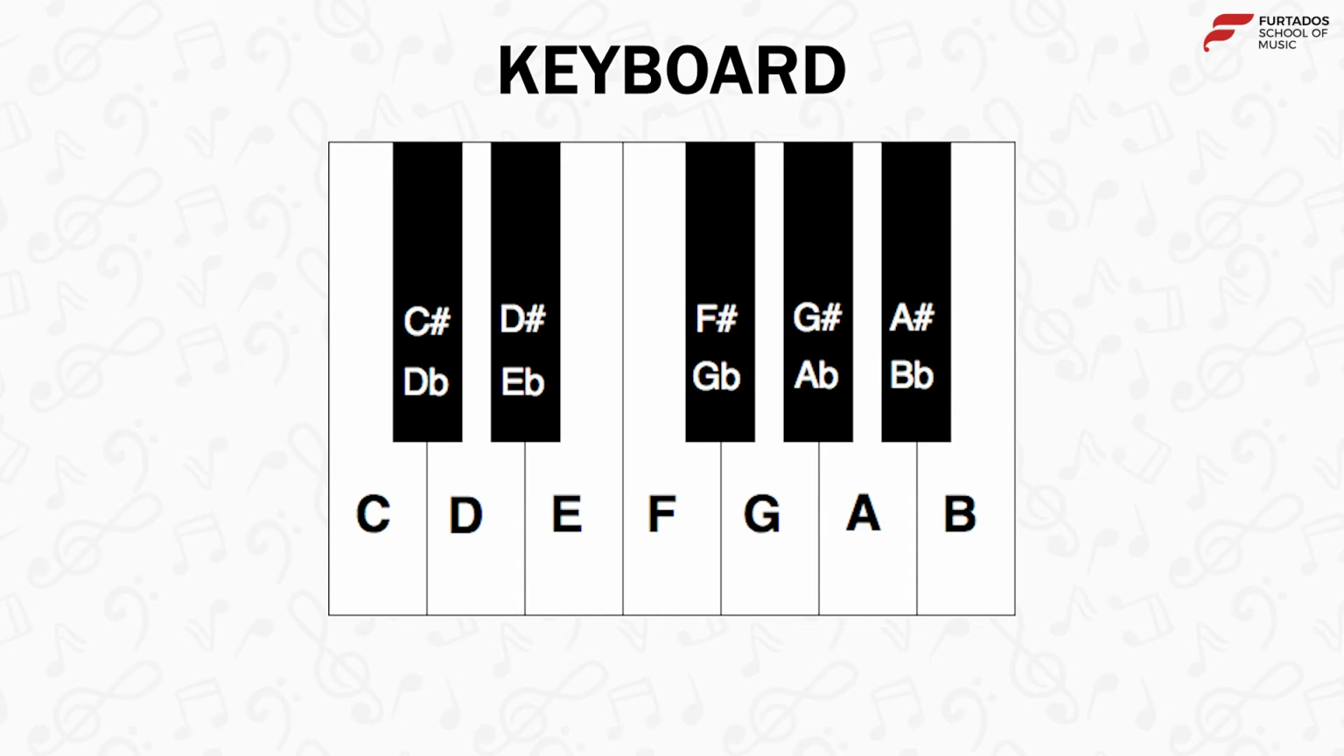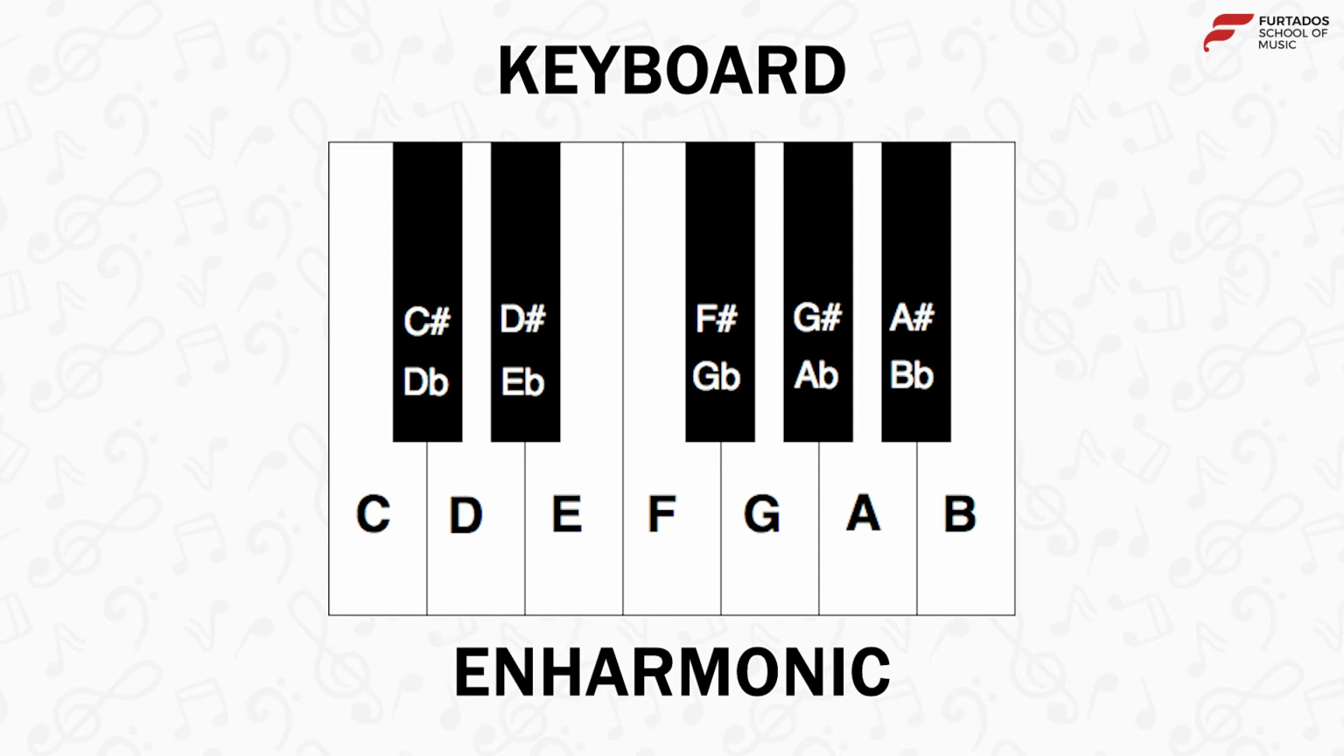Notes with an identical pitch that have different names and notations are called enharmonic notes. For example, the note C sharp is enharmonic with D flat, and the note D sharp is enharmonic with E flat.